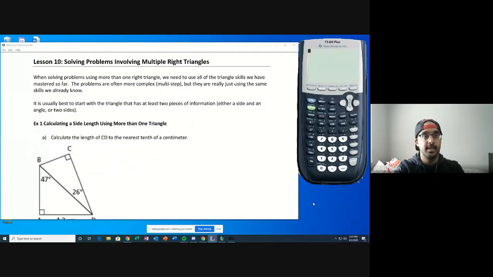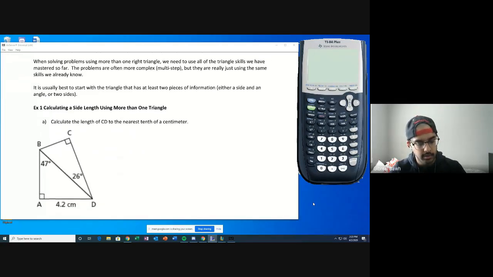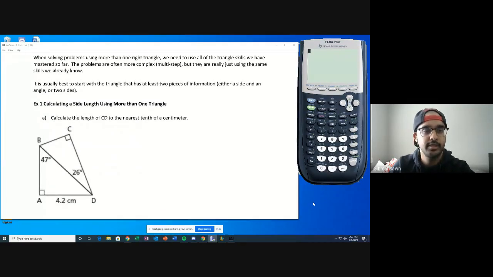Alrighty, welcome back to the last video on trig about solving problems that have multiple triangles. These are the ones that are a little bit more complicated. The picture looks a little intimidating because of how much stuff is in it, but really it's just using the skills you've already mastered so far.